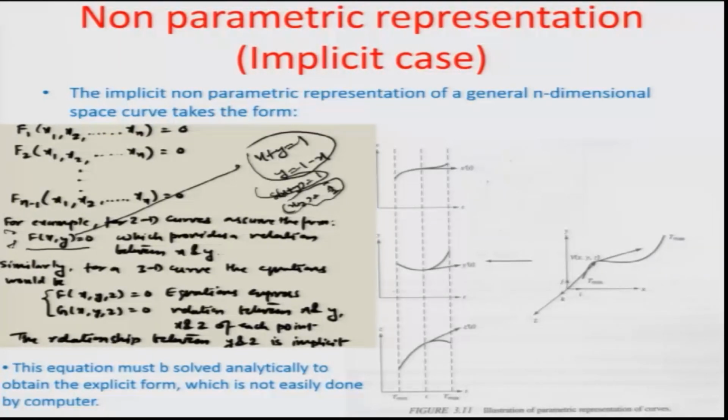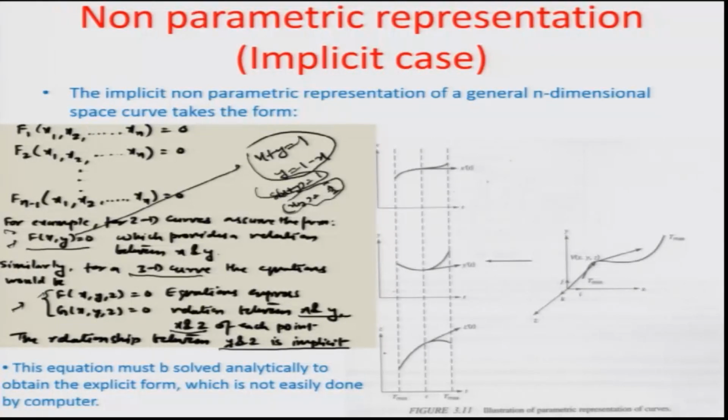Similarly, in a 3D curve case, you might have two relations, let us say capital F of x y z equal to 0 and capital G of x y z equal to 0. So, you must interpret what is the relationship between y and z, given there is some kind of a representation between x y z and x in both the cases. So, the equations express the relationship between x y and x z of each point. The relationship between y and z is sort of implicit or hidden in this formulation.